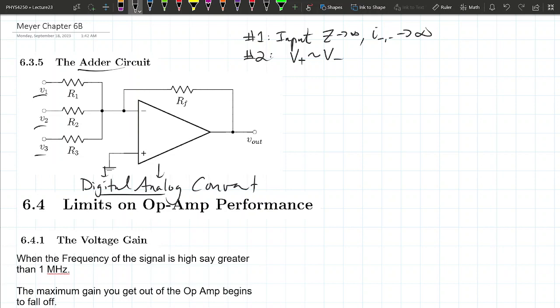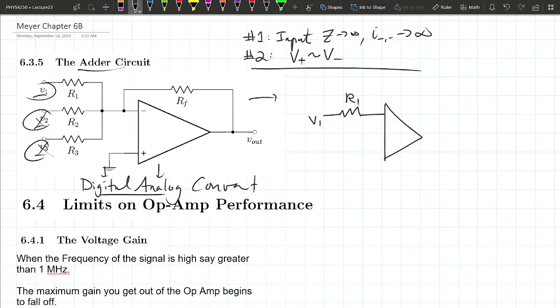Okay, so one thing we could do to analyze the circuit is, a lot of times, just assume some numbers and then see what the behavior of the circuit is. So let's say V1 is the only one that's not 0. Let's just make V2 and V3 0. Essentially what you have here is V1 going through a resistor R1, and that's going into the inverting input, and then the non-inverting input is tied to 0, and then you have a feedback resistor, and that goes to the output.